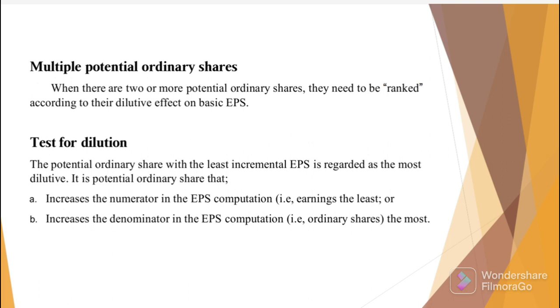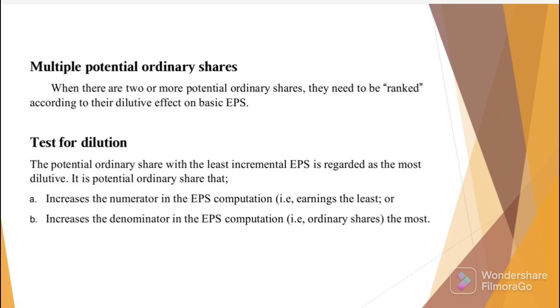When computing the diluted EPS, the potential ordinary shares are considered step by step according to their rankings. If at any time the diluted EPS exceeds the basic EPS, the entity discontinues considering any further potential ordinary shares, and the lowest amount computed is the amount presented as diluted EPS.